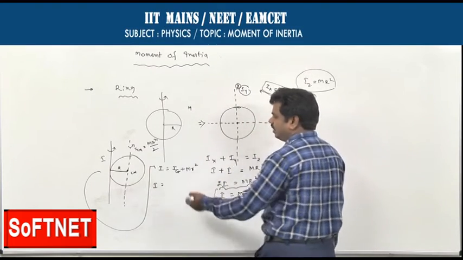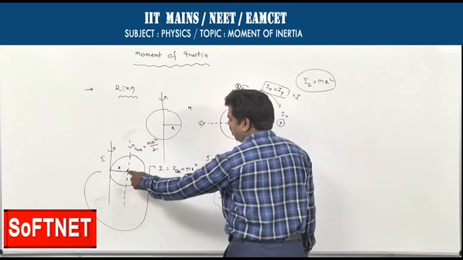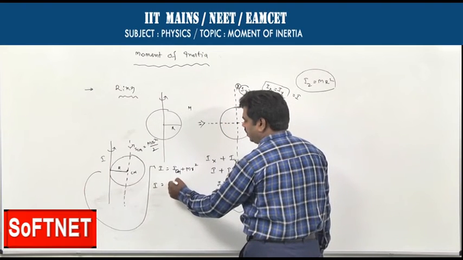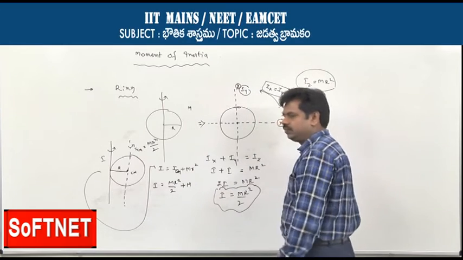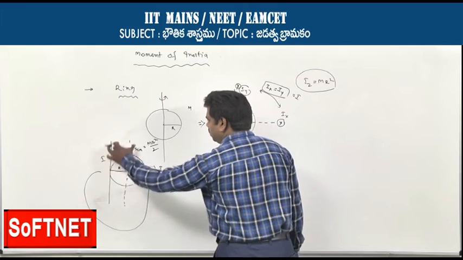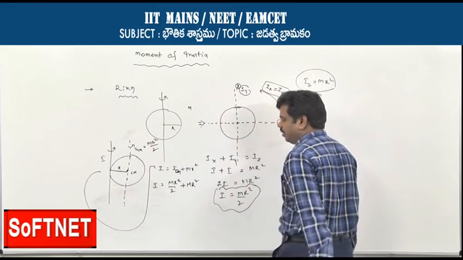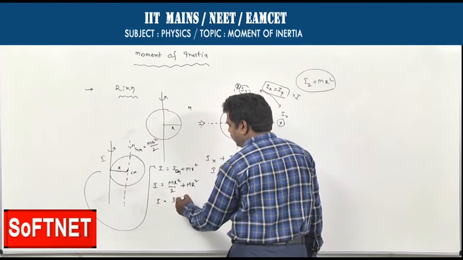Ig, or you can say ICM, whatever it may be. Then what is the moment of inertia of this ring about the diameter? Already you derived mr square by 2 plus m into R squared. R is the perpendicular distance between the two parallel axes, that is equal to capital R. So mr square. Then this will become 3 mr square by 2.